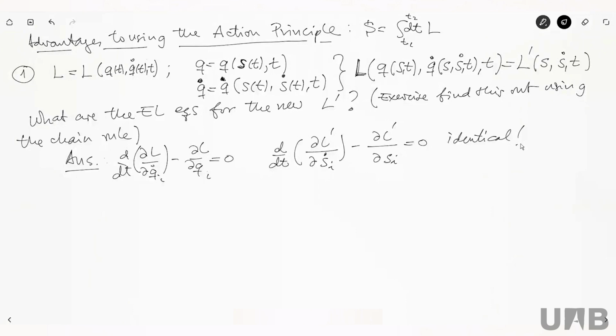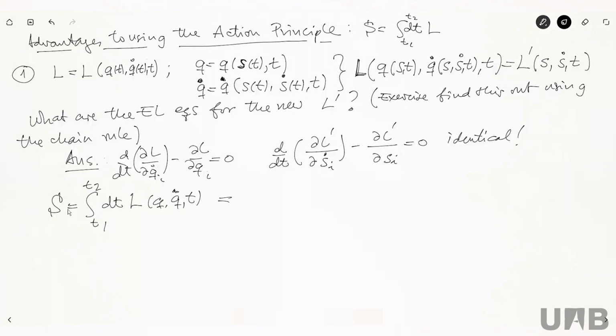And how do we know this? How do we know that, after working out the chain rule and taking derivatives and derivatives and derivatives, the answer is going to be this simple? Well, this is given by the action principle. What is the action of the system? Well, in the old variables it is the integral from T1 to T2 of the Lagrangian of q, q dot, and t.